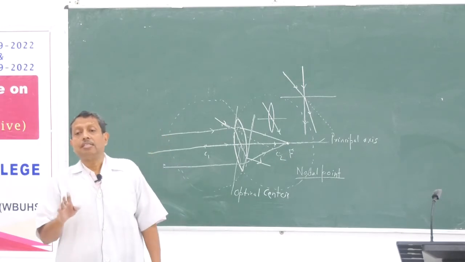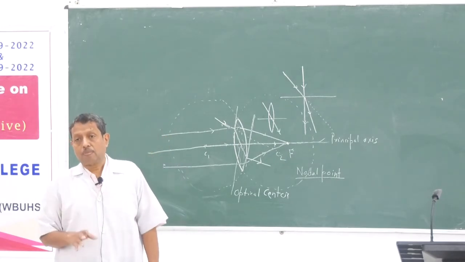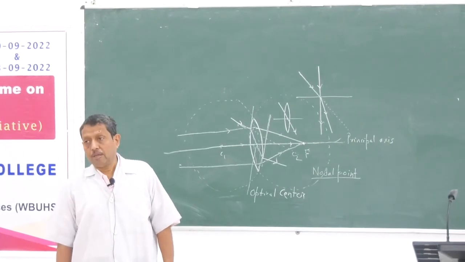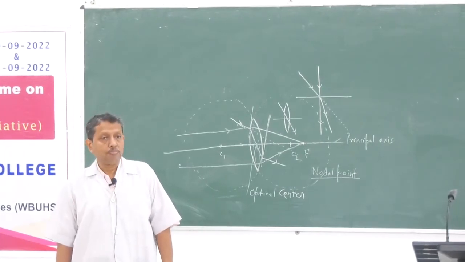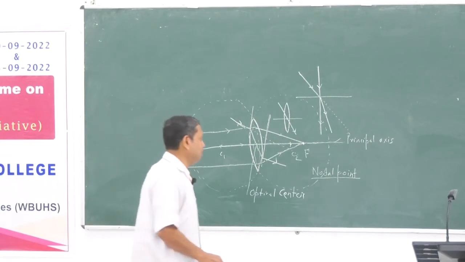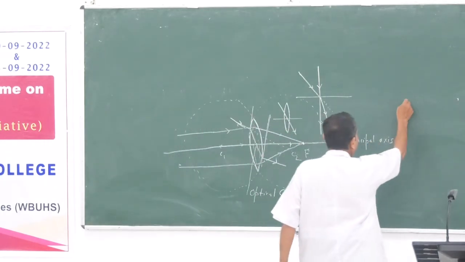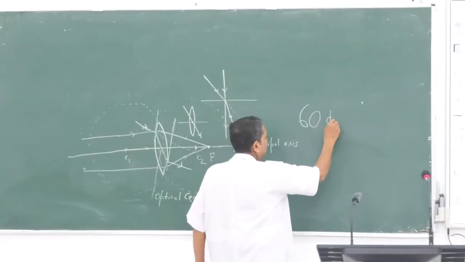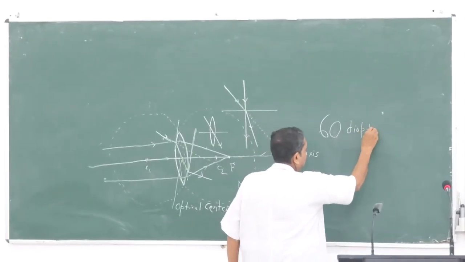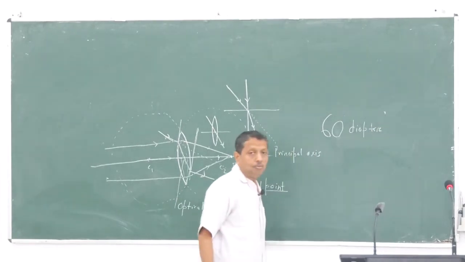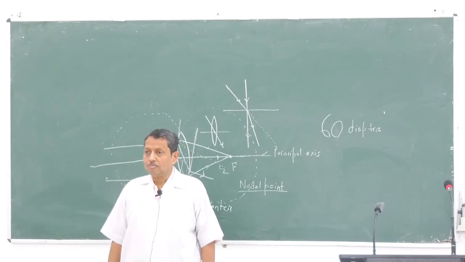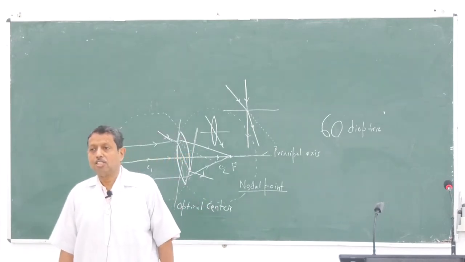Normally, the total power of the lens system in the eye is 60 diopters.